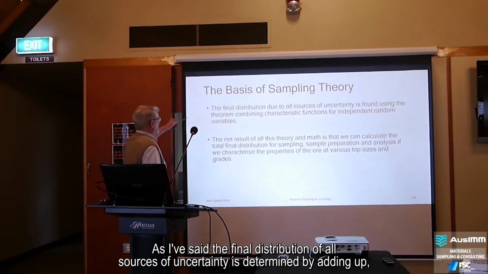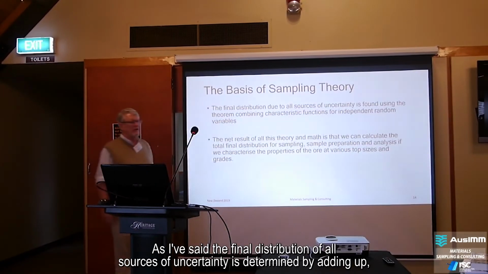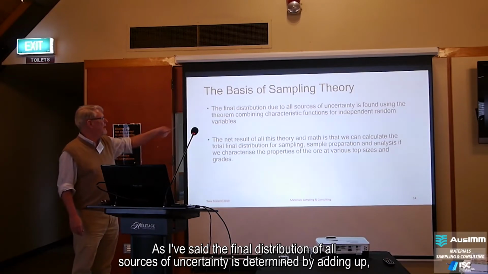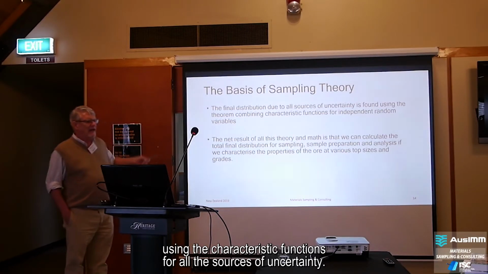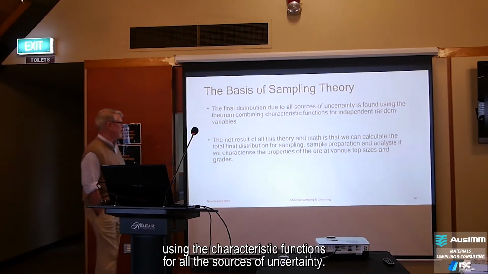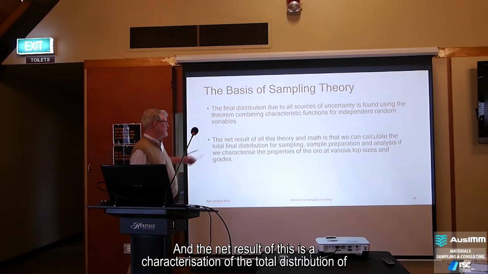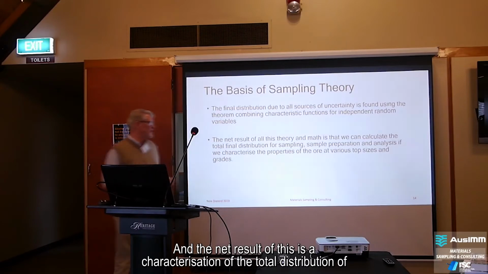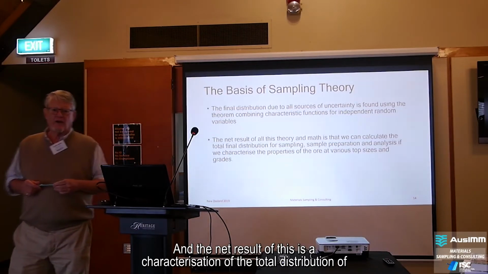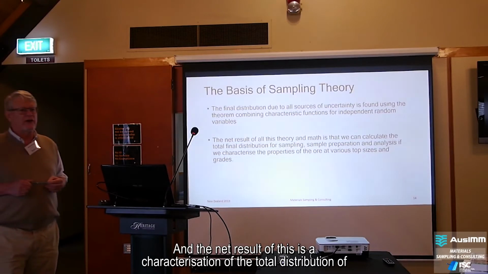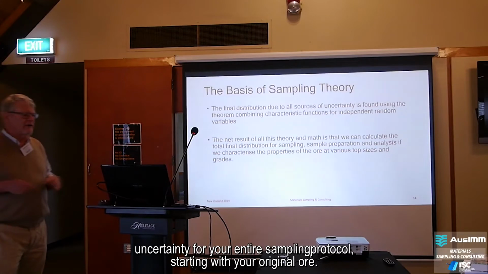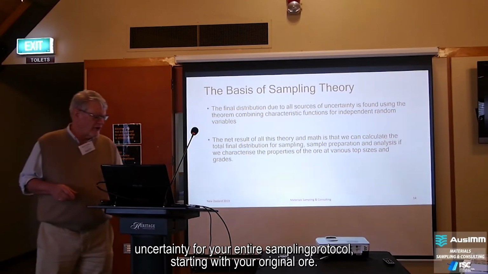As I've said, the final distribution of all sources of uncertainty is determined by adding up, using the characteristic functions for all the sources of uncertainty. And the net result of this is a characterization of the total distribution of uncertainty for your entire sampling protocol, starting with your original ore.